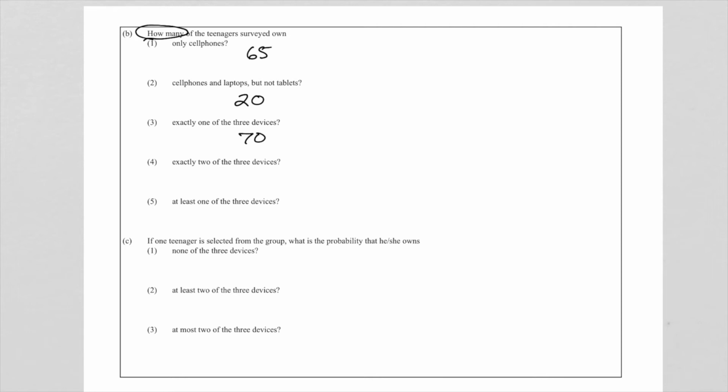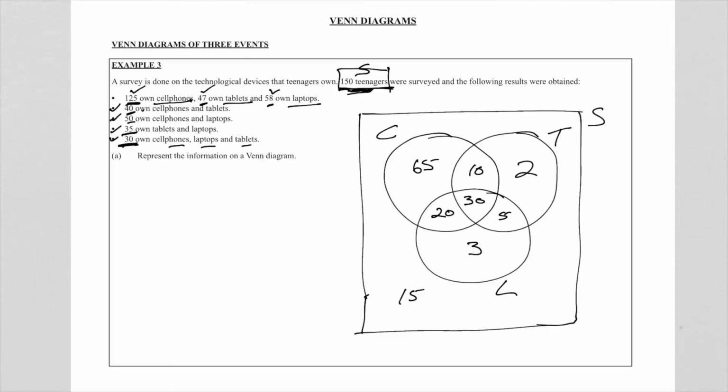In our next question, they say exactly 2 of the 3 devices. So that means we must go back to our Venn diagram and see where we will find exactly 2. That is the key, the exactly 2. That one was exactly 1. Now we look at exactly 2. So if we go back to the Venn diagram, we want to know which parts represent exactly 2.